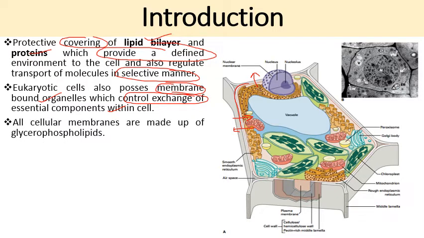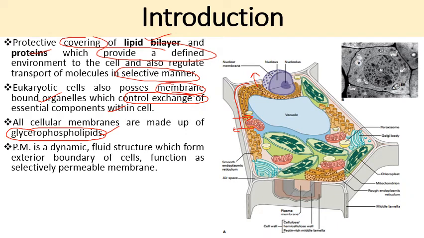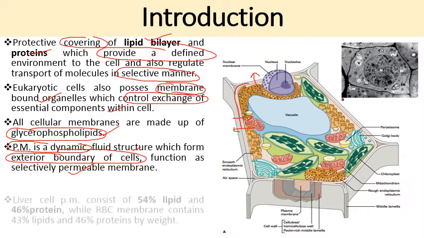And all the cell membranes are made up of glycerophospholipids. So the basic composition of all cell membranes is glycerophospholipids. And plasma membrane is a dynamic or fluid structure which forms the exterior boundary of the cell and functions as a selectively permeable membrane. It means that only particular substances can enter and exit. So that's why biological membranes are all selectively permeable membranes.